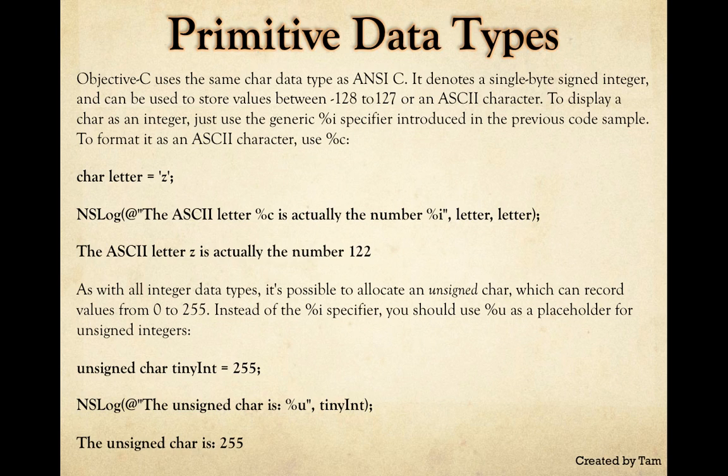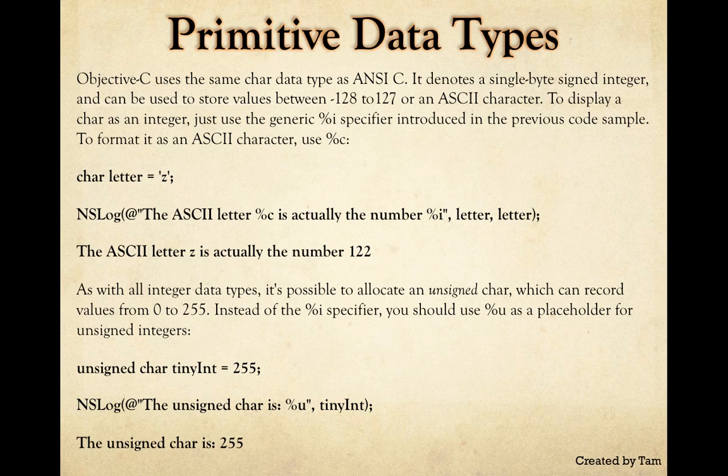So, char letter equals 'Z'. NSLog, the ASCII letter %c is actually the number %i, letter. So the output will be the ASCII letter Z is actually the number 122.